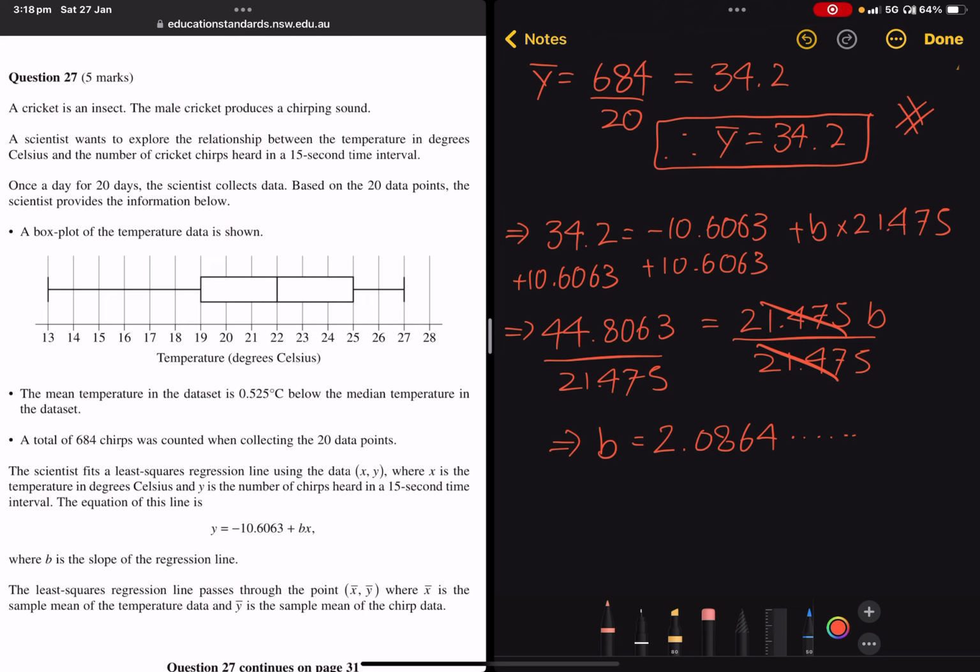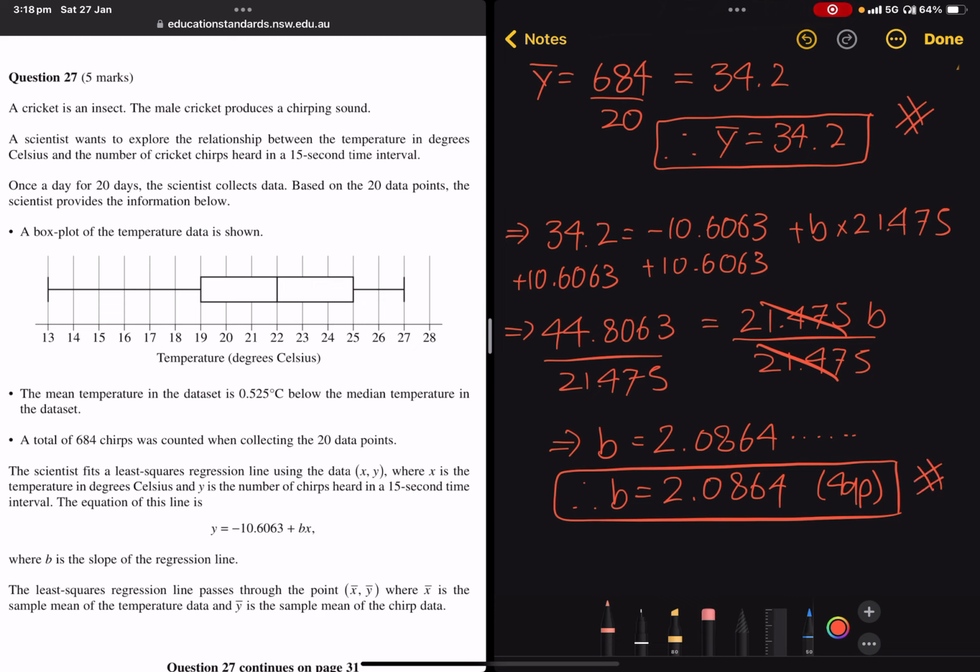So we might present this as 2.086. The next digit after this 4 will be another 4, so we could also do 2.0864. These are all pretty much going to give us the same answer. The level of precision here needs to be not particularly high. So 2.0864, we'll say this is correct to 4 decimal places. This is the third piece of information.